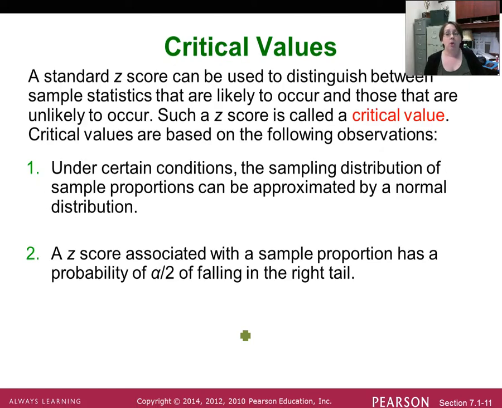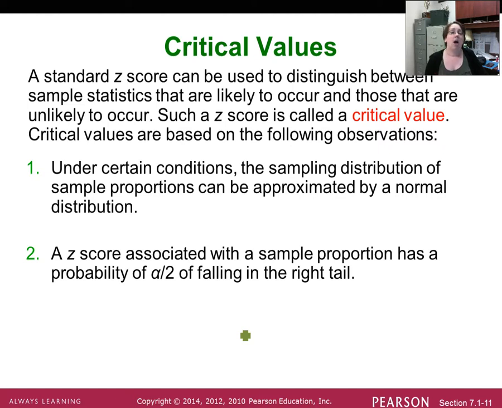So, what do we need? We need critical values. So a standard z-score can be used to distinguish between sample statistics that are likely to occur and those that are unlikely to occur. Right? So we talked about z-scores last chapter very briefly. It's coming back again, in chapter 7 and chapter 8. Make sure you understand these. So, such a z-score is called a critical value. Critical values are based on the following observations.